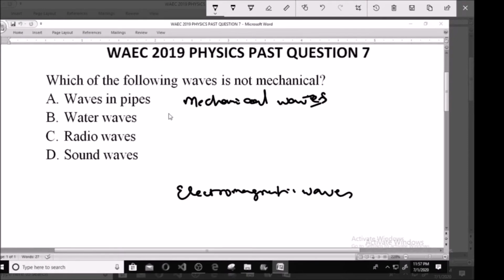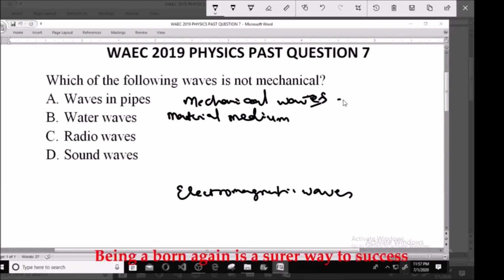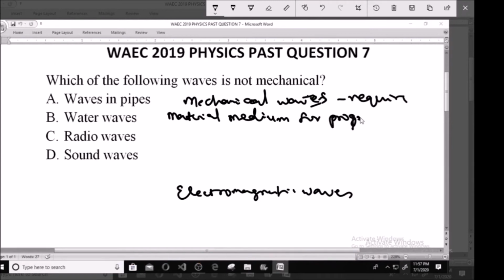So once a wave requires a material medium, they require material medium for propagation. So in order for them to be transmitted, they need what we call material medium.